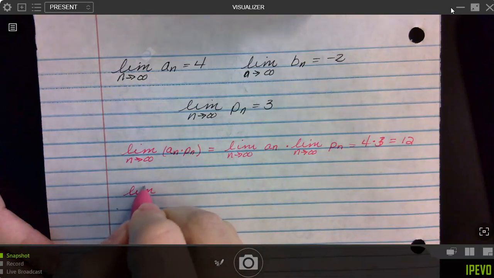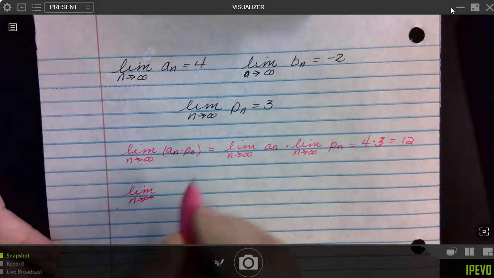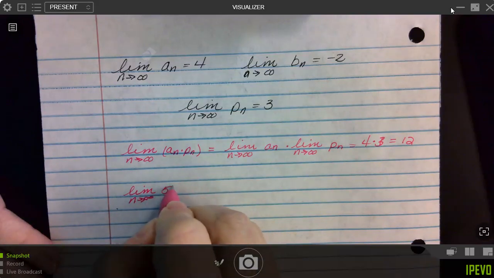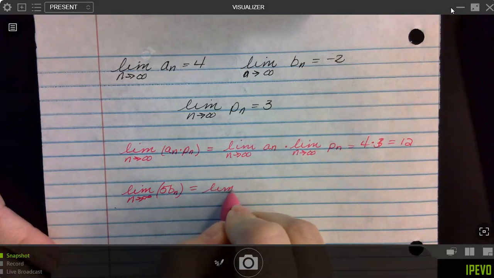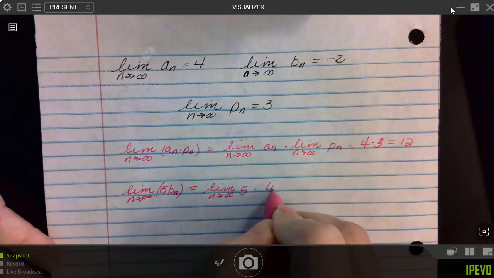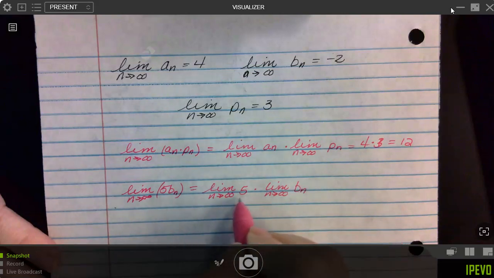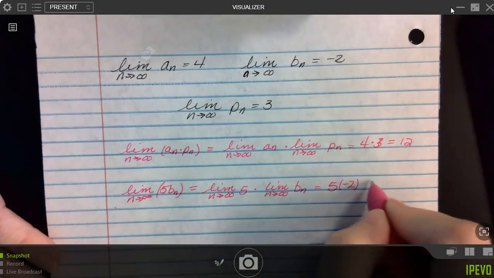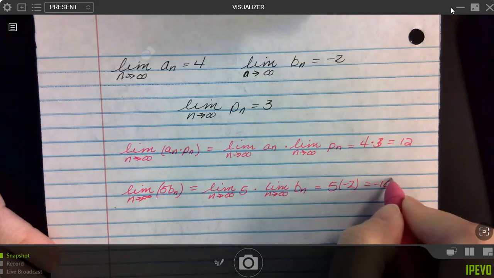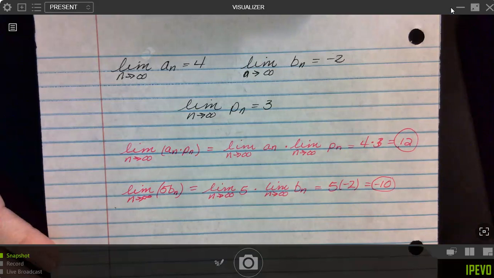If I had the limit as n approaches infinity of 5b sub n, okay, well, beautiful. That means I have the limit as n approaches infinity of 5 times the limit as n approaches infinity of b sub n. Well, the limit of a constant is a constant, so that's 5. The limit of b sub n is negative 2. So I'd have 5 times negative 2, which would mean the limit of that product is negative 10. So that's how you could use those properties.